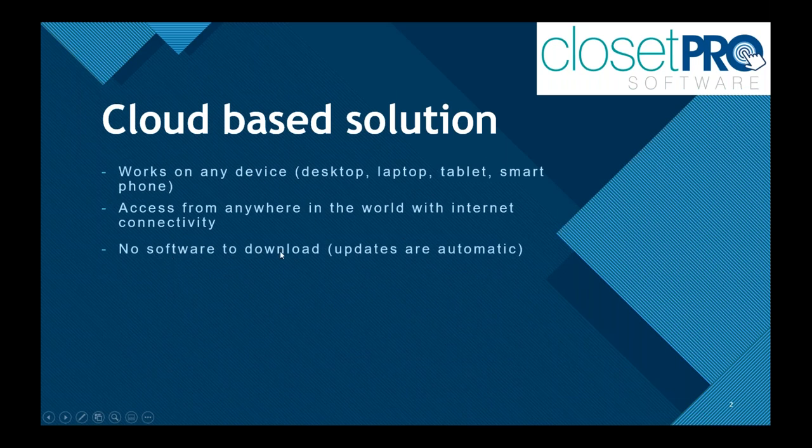With a cloud-based solution, there's no software to download. With no software on your system, it is all residing up on the cloud, and therefore updates that we make to ClosetPro are automatic. We do not charge for any updates. Every time we have a new version of ClosetPro, we will upload it in the middle of the night, and when you come in the next day, you'll see there's a new version number. If it's a major enhancement, we typically put it behind an on-off switch, so your system does not look any different. But if you want to take advantage of the new feature, you just turn it on.